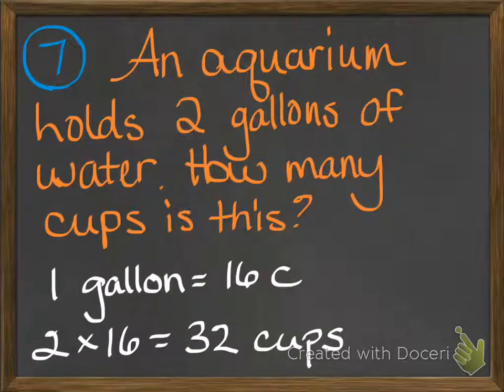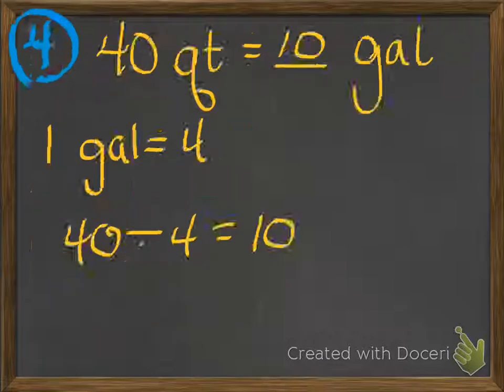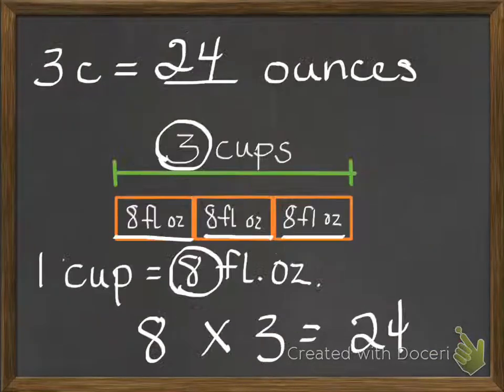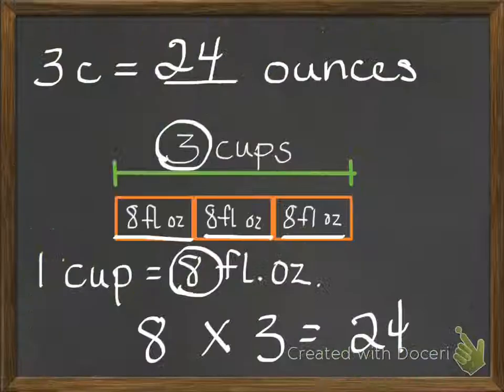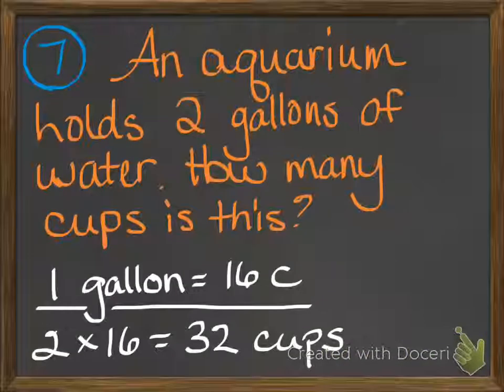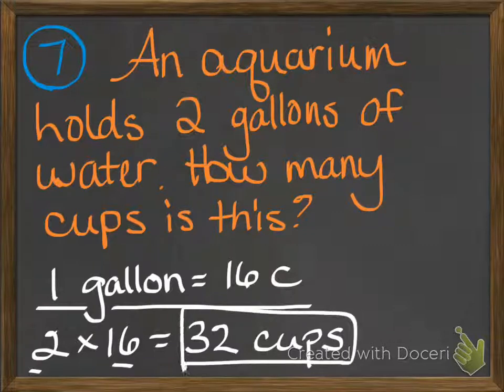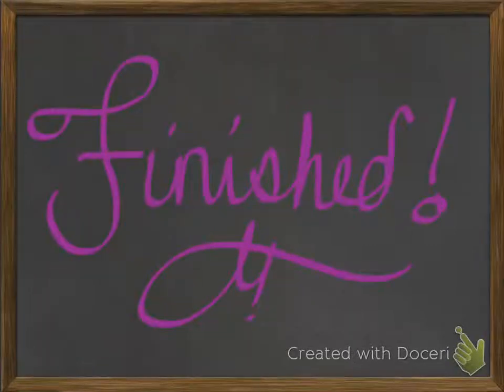Okay, to figure that out, I knew that 1 gallon equals 16 cups. I know because when I go back to my picture that I drew way back there, I counted the cups and there were 16 cups in that gallon. So if there's 16 cups in 1 gallon, I'm trying to figure out how many there are in 2 gallons, so I took 2 times 16, and that equals 32. So the answer is 32 cups. I boxed my answer, and now we are finished.